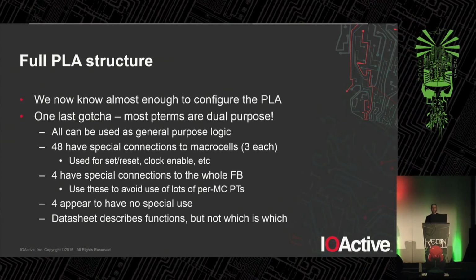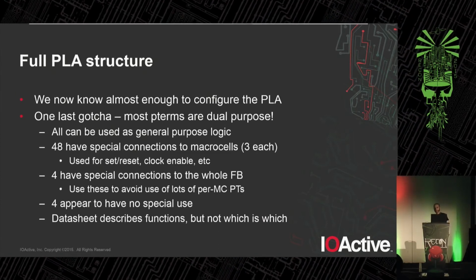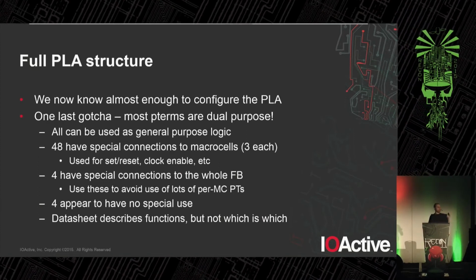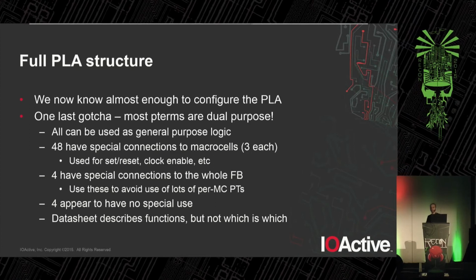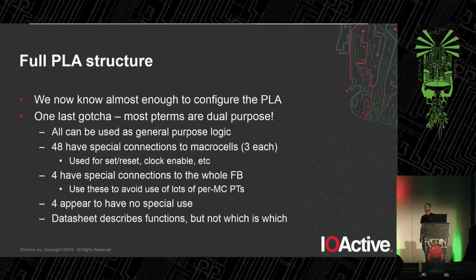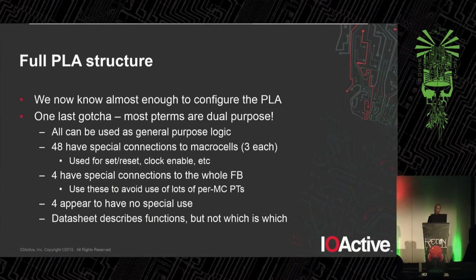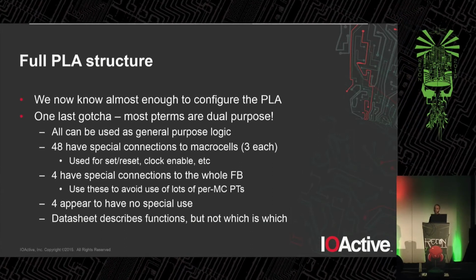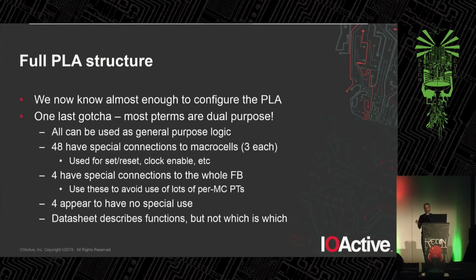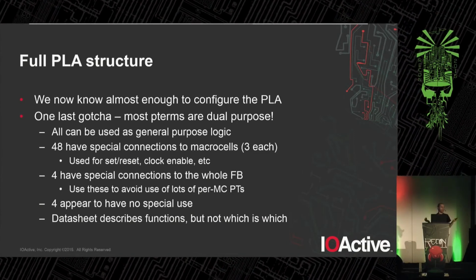Unfortunately, there's more to it, because it turns out all of the product terms, or nearly all of them, are dual purpose. They can be used as general purpose logic. You can feed them into the OR array. But each of the 16 macrocells also has 3 product terms that have separate dedicated connections to it. These are used for set, reset, clock, enable, and so on. I'll cover some of this in the next slide. 4 more have special connections to the entire function block, and the last 4, as far as I can tell from reading the datasheet, have no special purpose. The datasheet does tell us these things exist. They tell us roughly what they do. They don't tell us which of these 56 product terms does what.